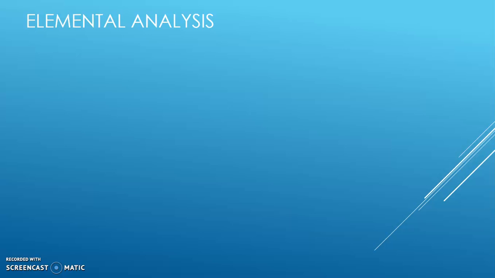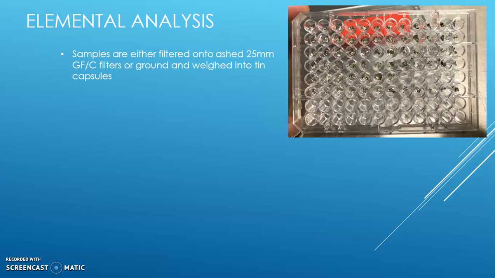The CHN machine is used to measure carbon, nitrogen, and hydrogen in particulate samples. Samples are either filtered onto a 25 millimeter GF/C filter in the case of seawater or algal cultures, or dried and ground and weighed into tin capsules for samples such as fish flesh or sediment.